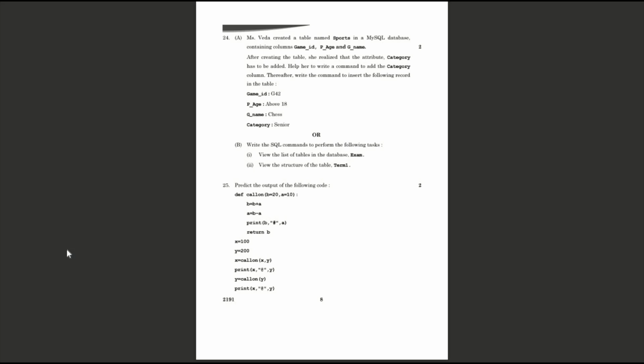Question 24A says, Miss Veda created a table named Sports in a MySQL database containing columns game ID, player age, and game name. After creating the table, she realized that the attribute category has to be added. Help her to write a command to add the category column. Thereafter, write the command to insert the following record in the table, where game ID will be G42, player age will be above 18, game name will be chess, and category will be senior.